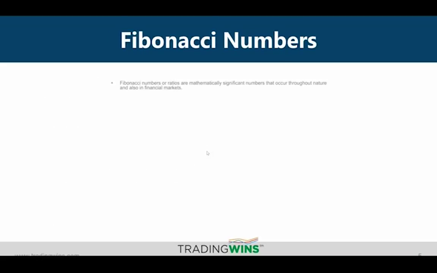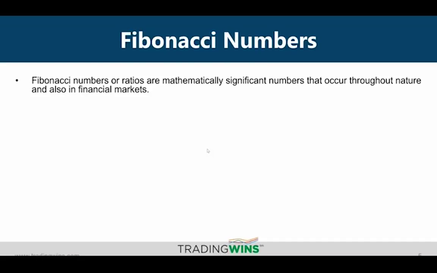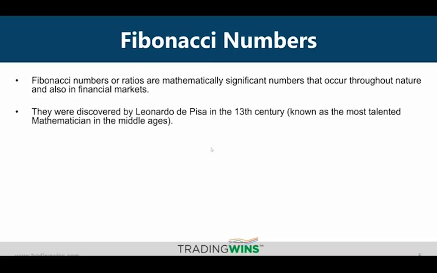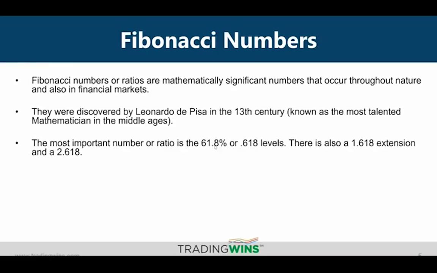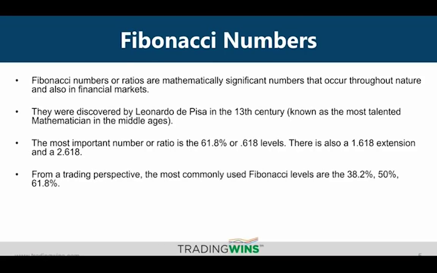Now, when it comes to Fibonacci numbers, I'm sure most of you are familiar with them, but in case you're not, these are numbers or ratios that are mathematically significant. I like to say I really don't know much about them. What I do know is that they work, and they work effectively, not just in trading, but in many parts of life, but certainly in financial markets. They were discovered by Leonardo da Pisa in the 13th century. He was a very talented mathematician, and probably the most commonly used and the most important one is the 61.8% level.